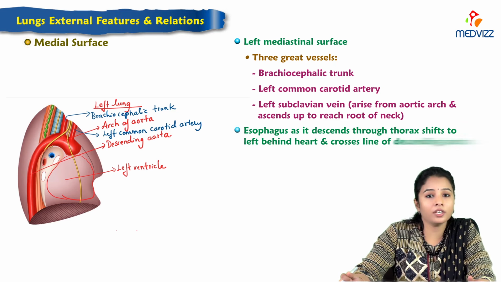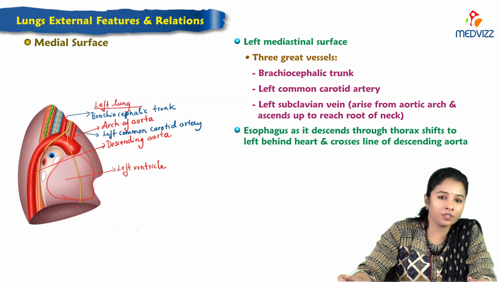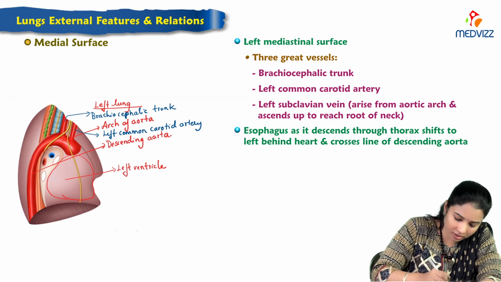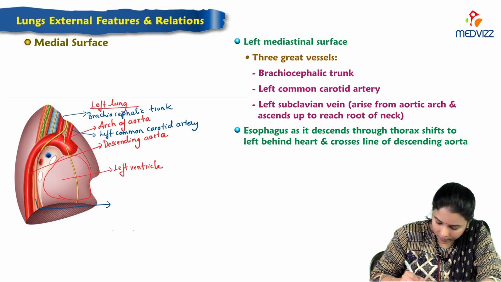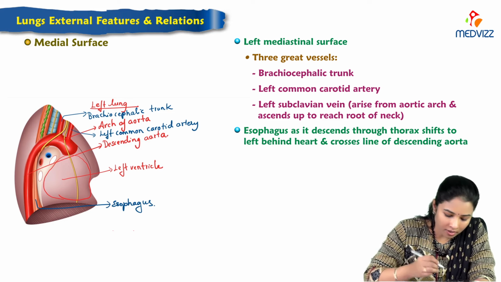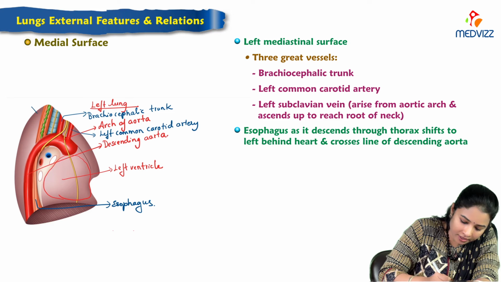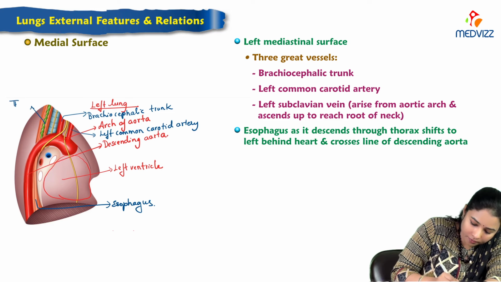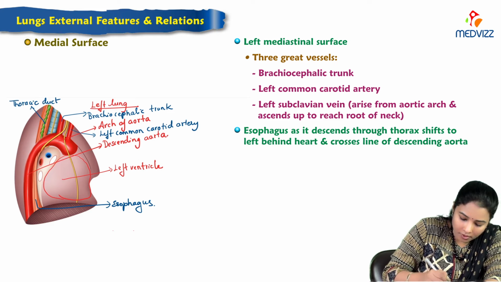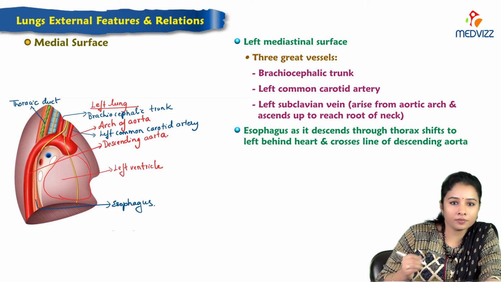Then talking about the esophagus: as it descends down through the thorax, it shifts from the left behind the heart and crosses the line of the descending aorta. So here is the esophagus, and along with the esophagus, the green colored duct is the thoracic duct. And we can also appreciate the impression for the trachea.